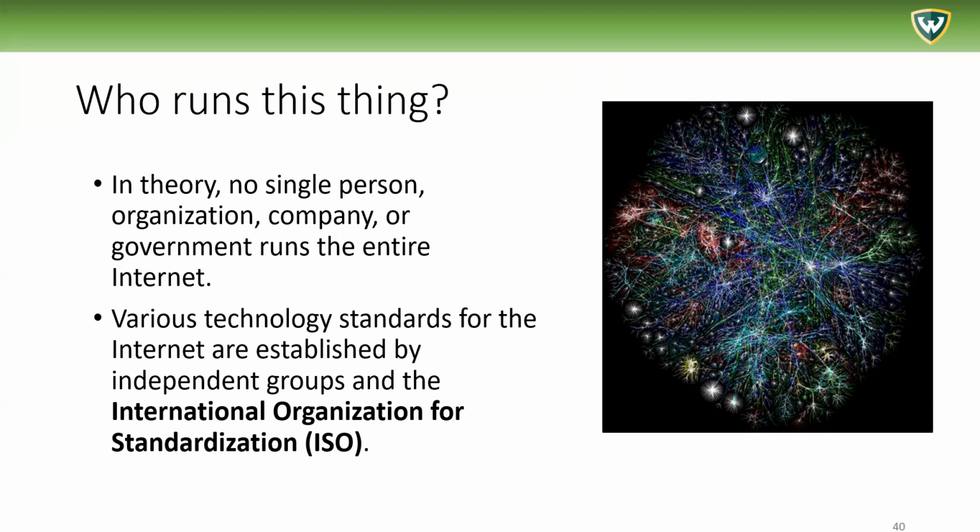Various technology standards for the internet are established by independent groups and the International Organization for Standardization. For several types of devices to connect to each other, there have to be standards. And people have to agree on the standards, otherwise they're not standards and the devices cannot communicate. So even though it's decentralized, there is a kind of standardization at various levels that needs to be obtained for the communication networks to succeed.